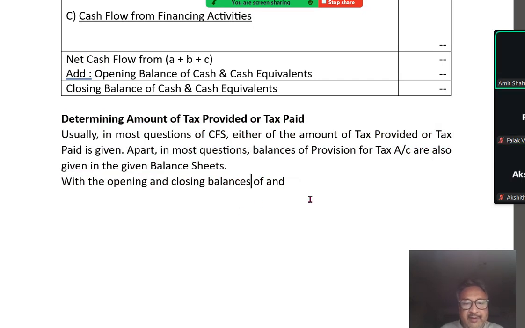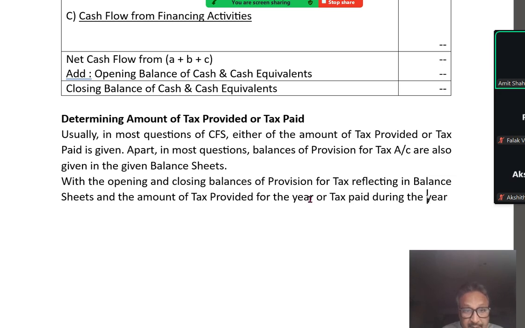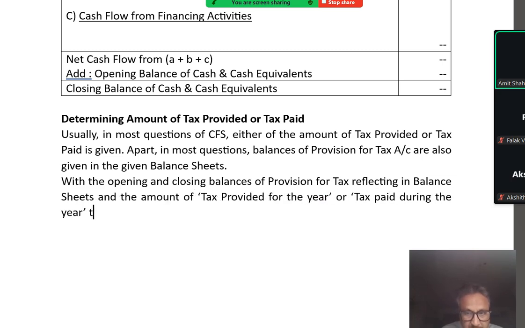So, with the opening and closing balances of provision for tax reflecting in balance sheets and the amount of tax provided for the year or tax paid during the year, the other unknown amount can be determined.